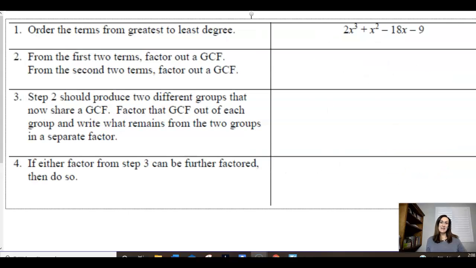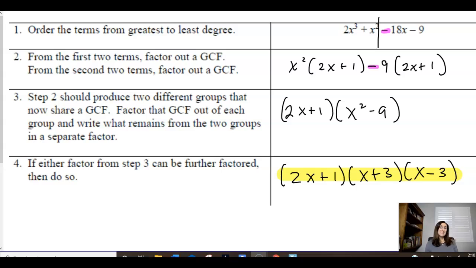Same thing on this one, so go ahead and pause the video and try the next two problems on your own. Final answer, 2x plus 1, x plus 3, x subtract 3. I hope you got it.